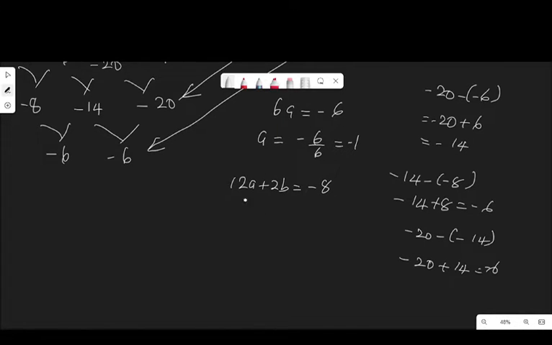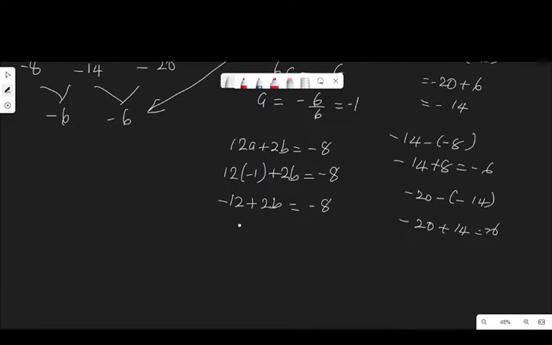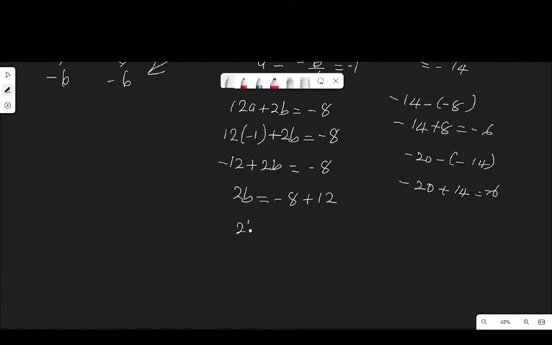And then a is already minus 1 here. So 12 times minus 1 plus 2b is equal to minus 8. 12 times minus 1 is minus 12 plus 2b equal to minus 8. 2b is equal to minus 8 plus 12. 2b is equal to 4. b equal to 4 divided by 2, which is 2.